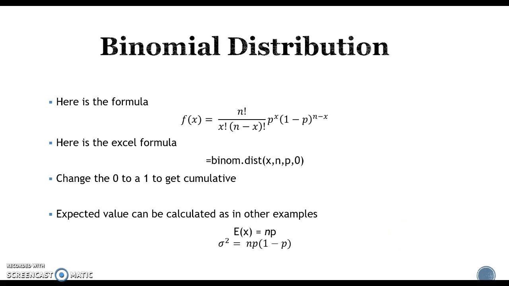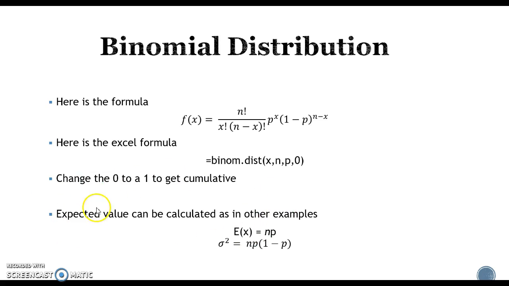Here's the formula of how to do that. And yes, it looks really nasty, but don't worry, here's the Excel formula to get it to do it for you. We can change this 0 to be 1 and make it a cumulative distribution. If it is 0, it is just a probability distribution.